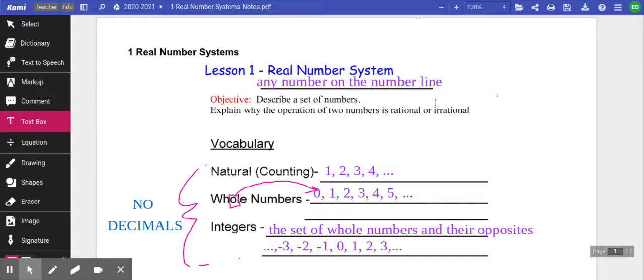All right, guys, so this is lesson 1, real number system. Most of you or all of you should have seen this done in class where we filled in the notes. So I'm going to kind of move through it super quick. Remember, the real number system is any number on a number line.